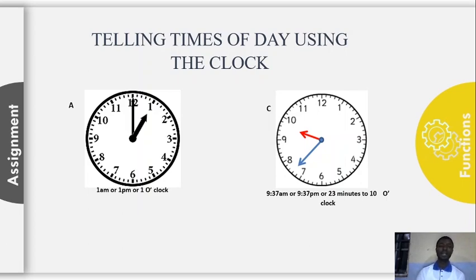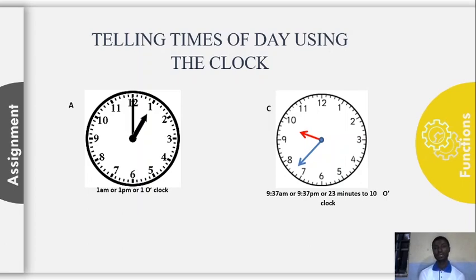Now, let's go to clock C. There is a clock showing us C. The shorter arm is the one with red, okay? While the longer arm is the blue. The shorter arm, the red, is the hour arm, while the blue arm, which is the longer arm, is the minute arm.